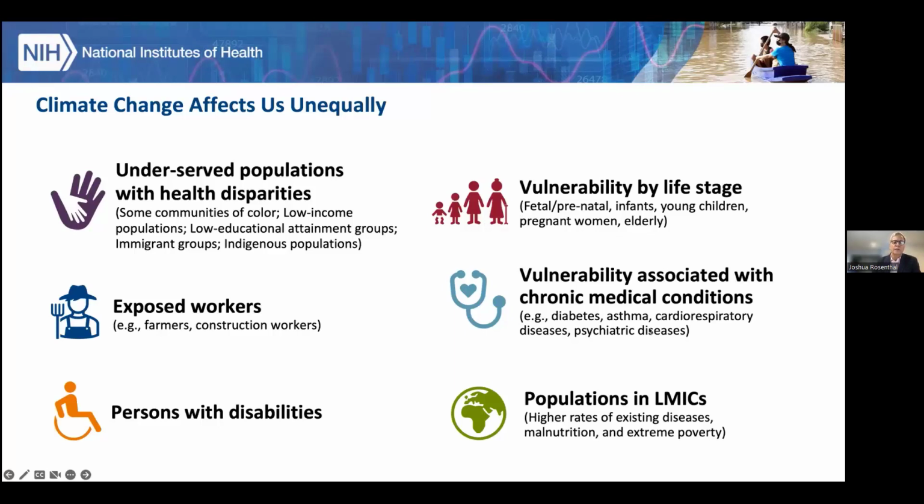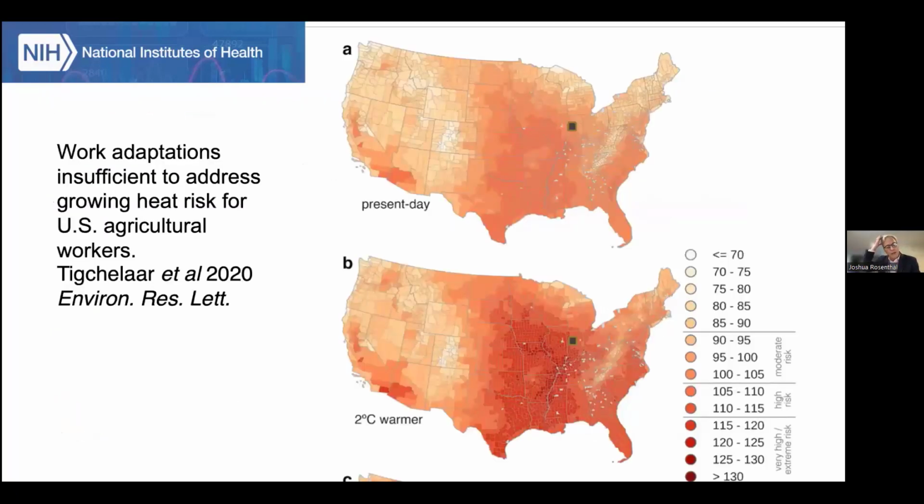And then those with special medical conditions also have particular vulnerabilities I'll talk about a little bit more. And then finally, those in low and middle income countries that are already suffering a wider and greater degree of existing diseases, malnutrition, and extreme poverty. But let's bring this back a little bit closer to home for those of you in Indiana.